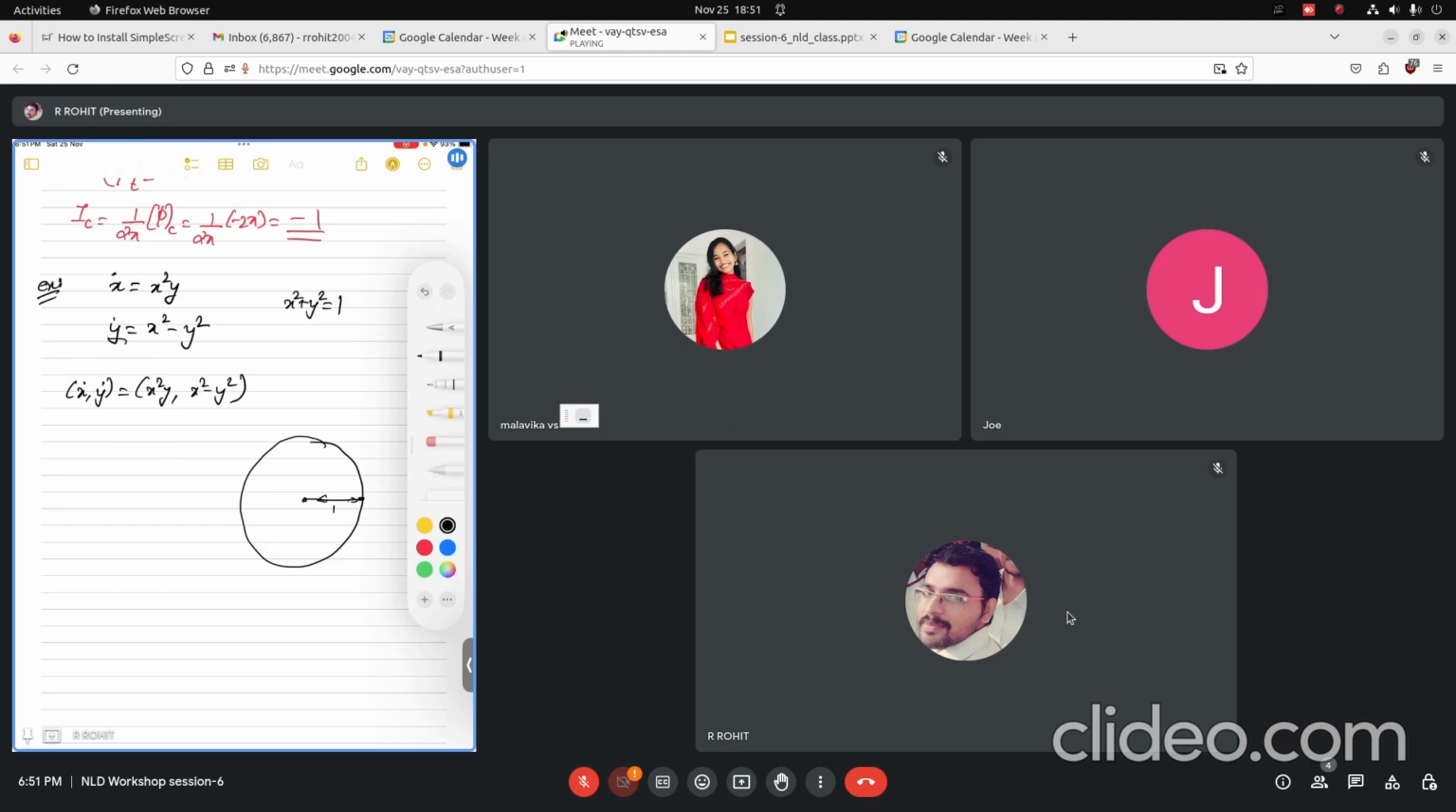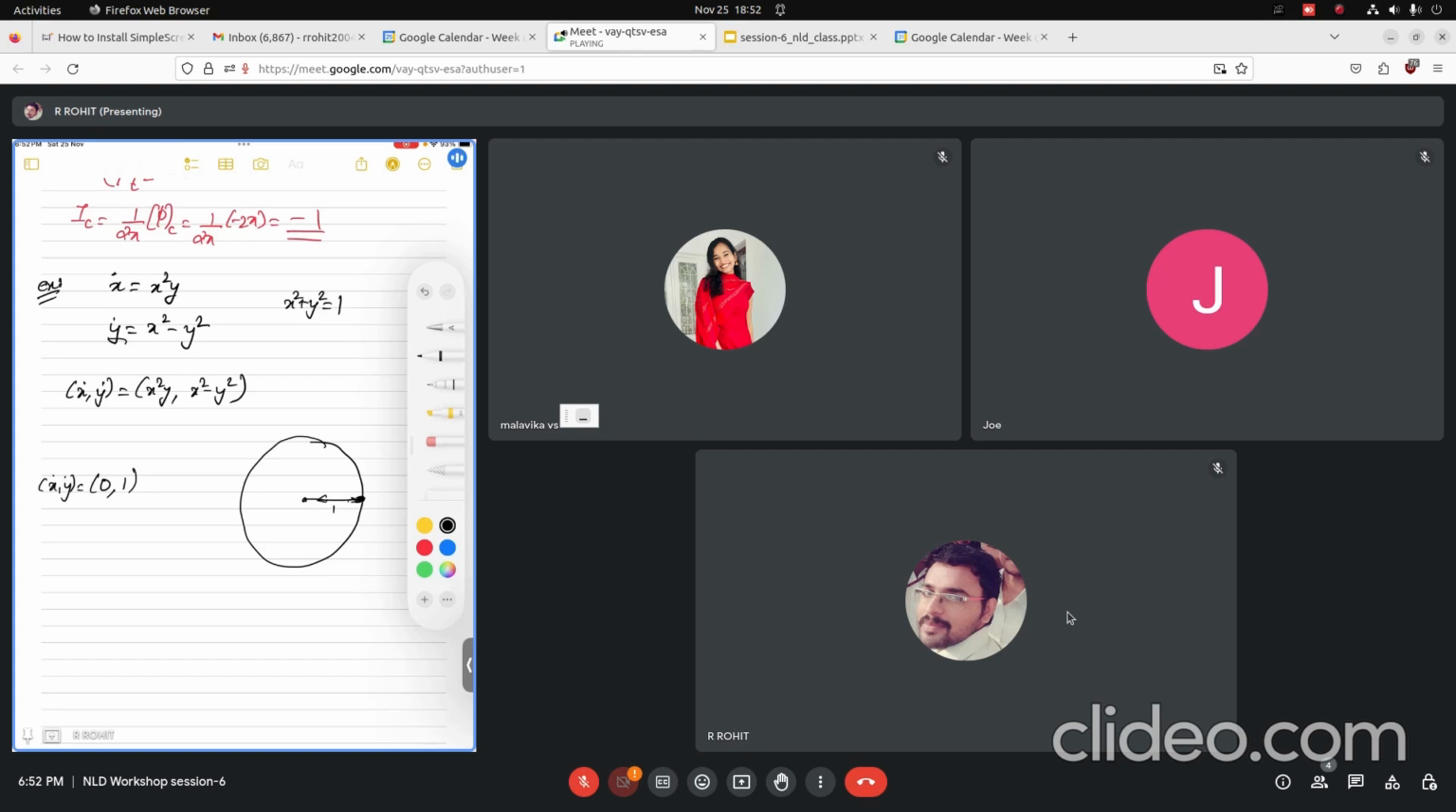Now we will start from this point here. In order to start from this, your x comma y, that is, your x dot, y dot, should be: x should be 0, y should have some value. Since it's a unit circle, we are taking 0 comma 1, so that you will be on this circle.